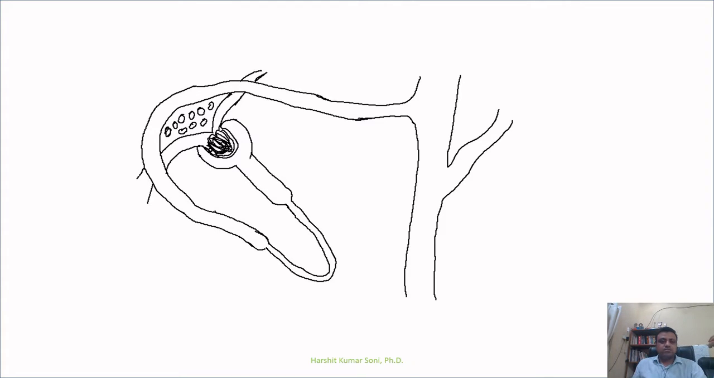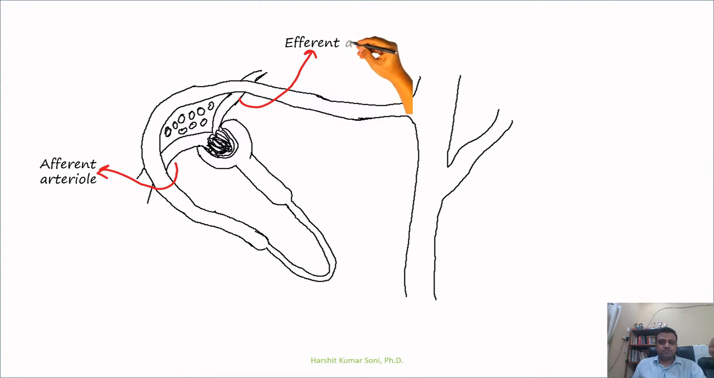The arteriole which we are seeing here, which brings the blood to the nephron, is called the afferent arteriole, and the artery which takes the filtered blood away from the nephron is called the efferent arteriole. The diameter of the afferent arteriole is wider compared to the efferent arteriole. So this is a wider artery, this is the narrow artery.